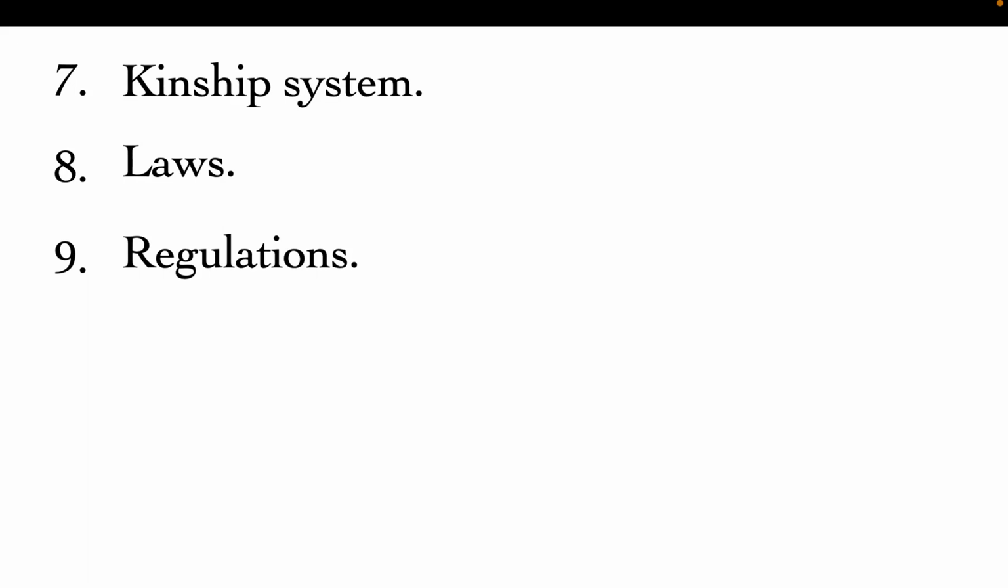Number 7, we have the kinship system. And the kinship system determines how people relate to each other in the community. So, if anyone fails to meet the expectations of the system, they are punished accordingly. That is the kinship system. Like, for example, you're not supposed to marry anyone within your blood. That is anyone you're related to. That is in order to maintain law.